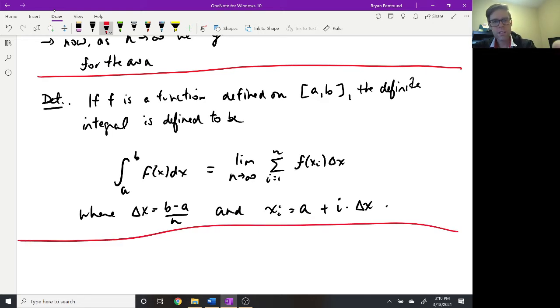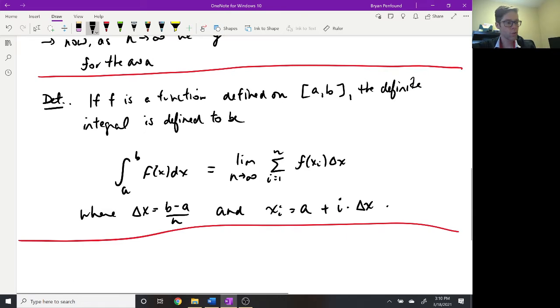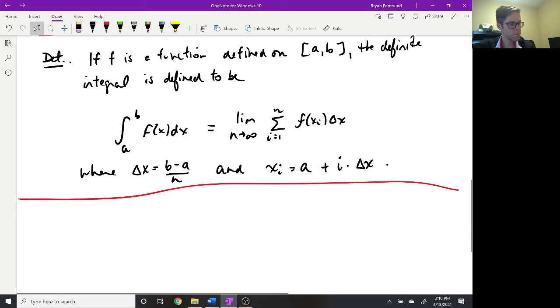So if you're ever asked, there's going to be one question, I think, on the final exam where we have to utilize the limit definition to do some stuff. And this is what we're going to be using. We're going to be using a limit of a sum with a couple of extra formulas here at the bottom in order to do the work for us.